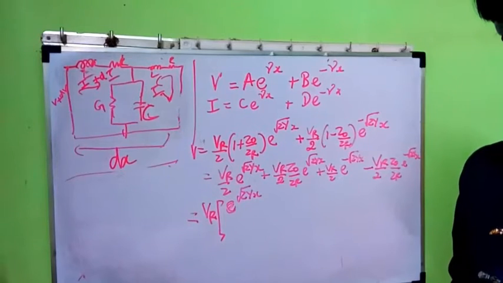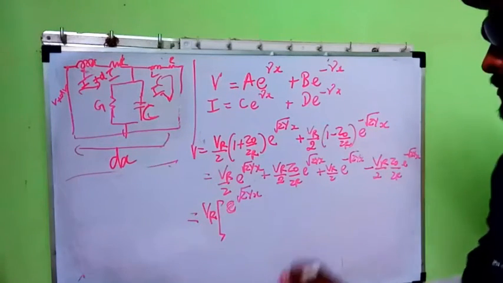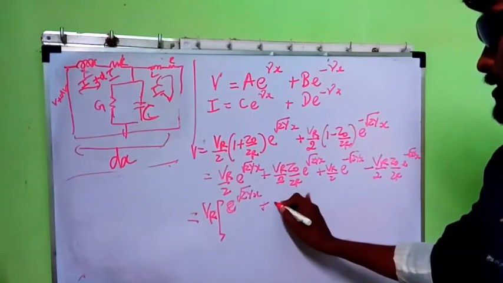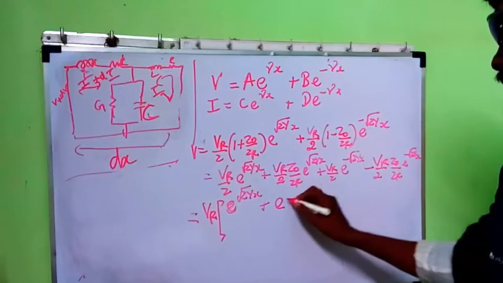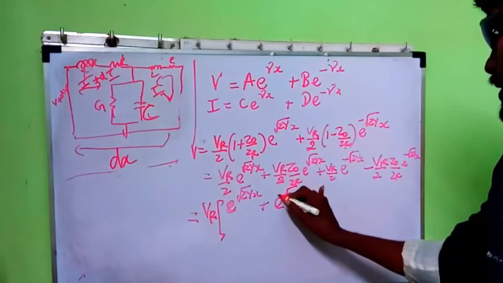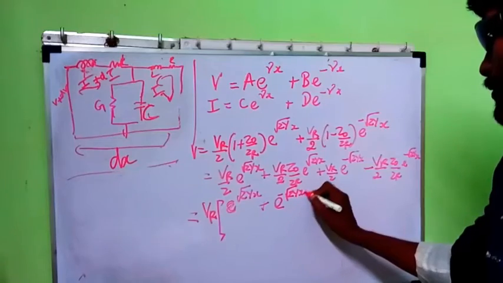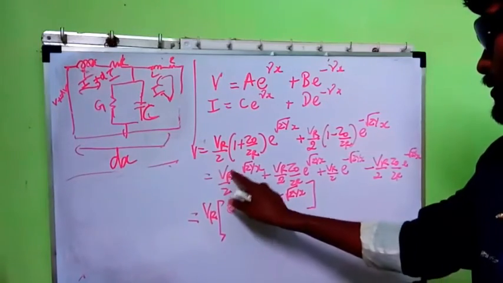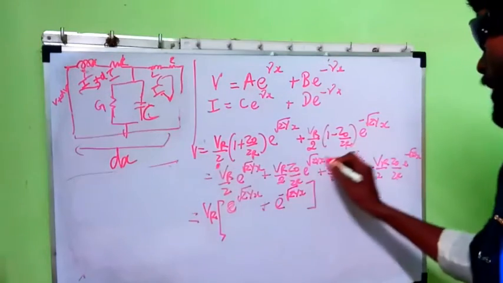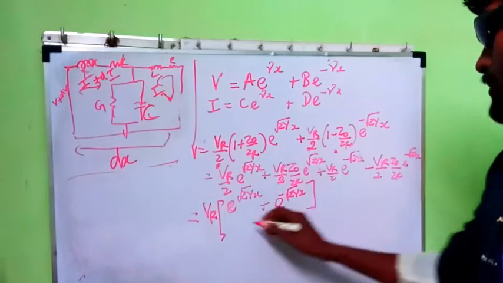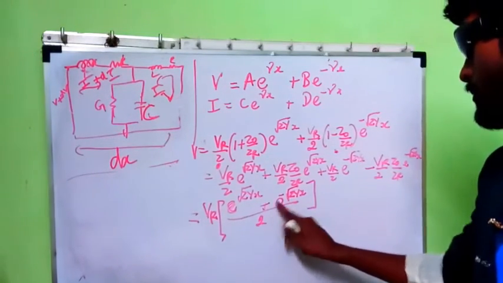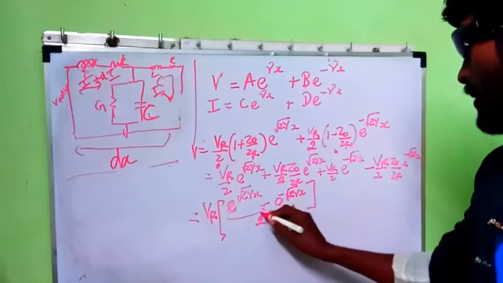And next, what should you have? Plus, what? Plus e power, look over here, root of ZY into x, e power minus root of ZY into x. Is it right? So take this term and this term, the first term and the third term, so totally divided by 2. You got it right, divided by 2.